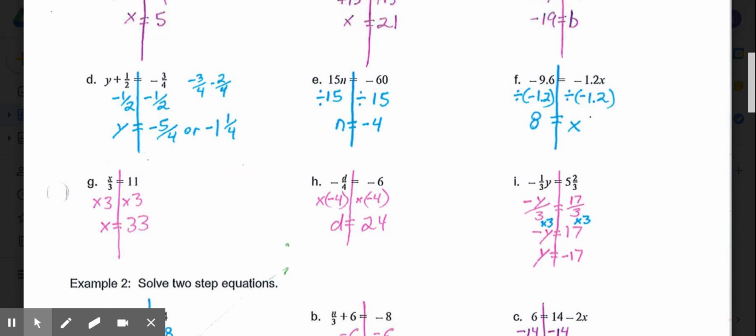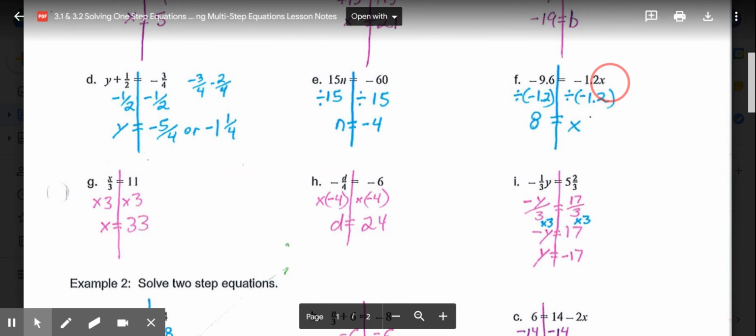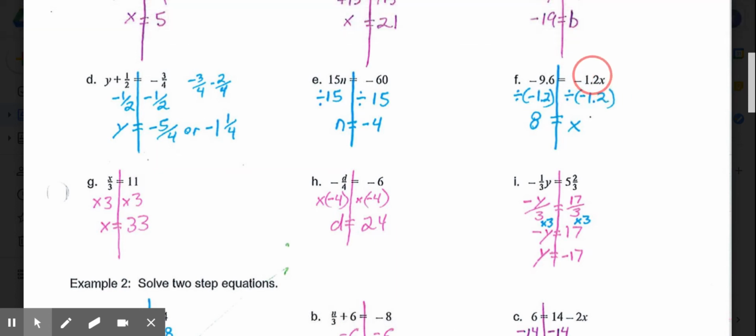F, we have a negative 9.6 equal to a negative 1.2 multiplied by x. So we want to undo the multiplication with division. So we would divide both sides by the negative 1.2. Then negative 9.6 divided by negative 1.2 would give us 8. And a negative divided by a negative gives us a positive, so x would equal 8.